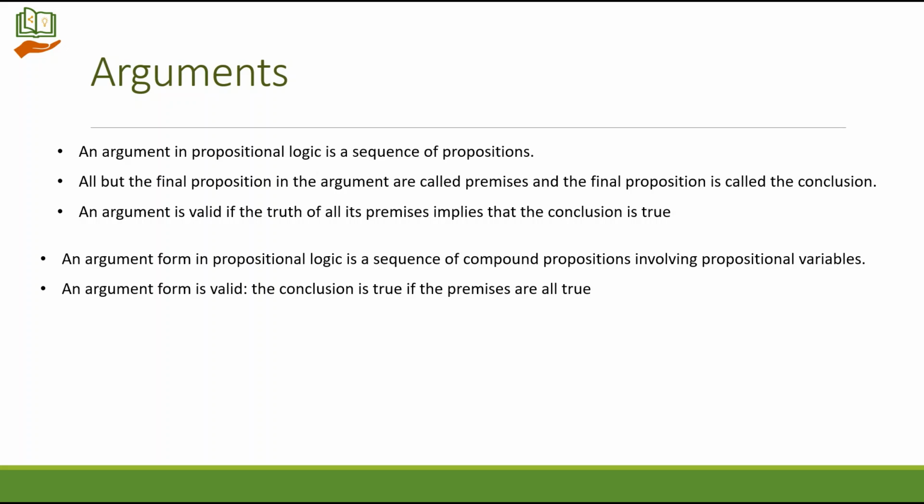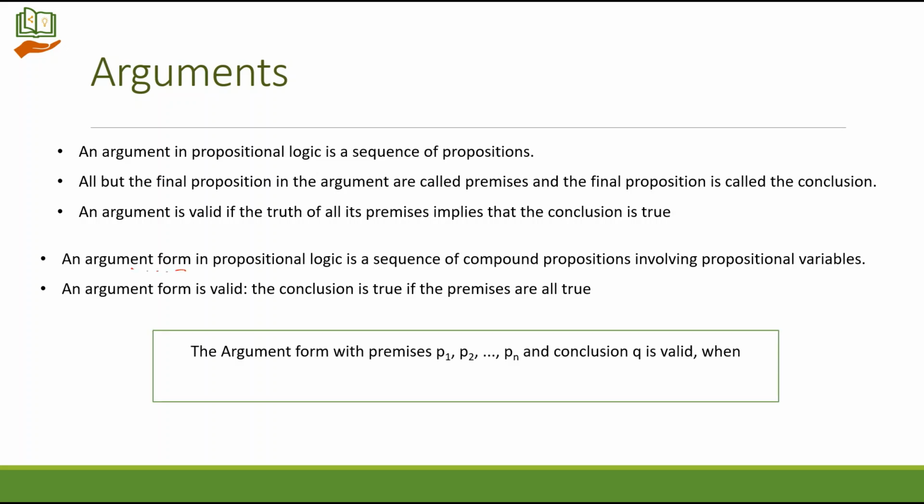When do we say an argument form is valid? The conclusion is true if the premises are all true. So let's take the argument form with premises P1, P2 to Pn, and let's take the conclusion to be Q. When do we say this argument form is valid? When you find all the premises are true. How can you denote that all the values are true? We have to use the conjunction operation, so they have used the conjunction operator here.